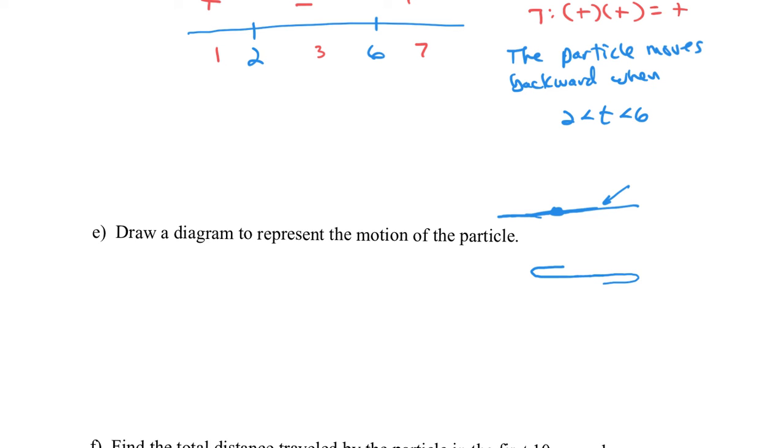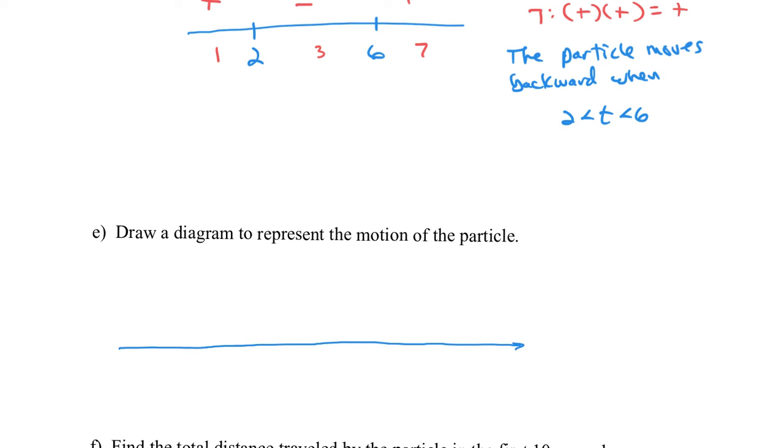So let's take a look and see what we're going to get here. Let's get this out of here. And it says draw a diagram to represent the motion of the particle. So what we want to do is have some sort of number line here. And this will be our position. This is our position S at time t.